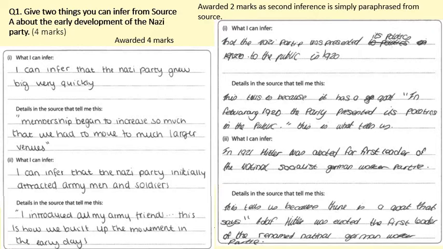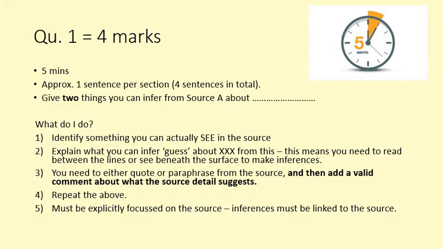Now, I would like you to have a go at question 1 yourself. But just to remind you, before you do, of the top tips that you need to make sure you consider. So you're only going to spend 5 minutes on this, because it's only worth 4 marks. You write 4 sentences in total, 1 in each box. You give 2 things you can infer from source A about, and remember, whatever comes after the word about is what you're highlighting and what you're focusing on.